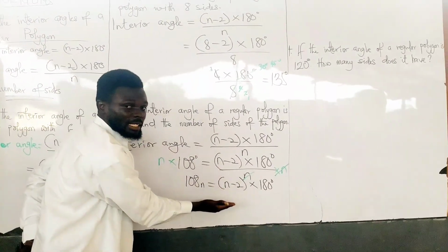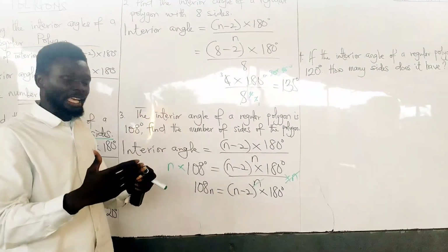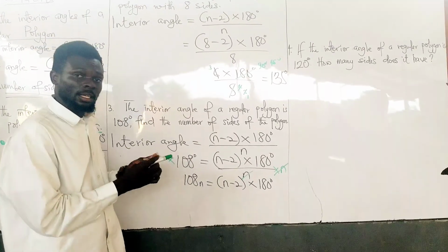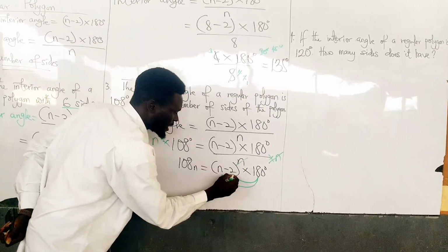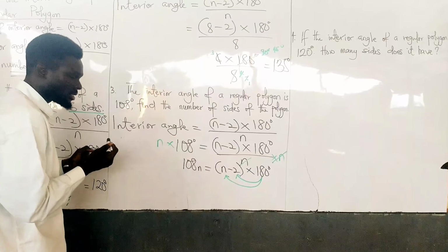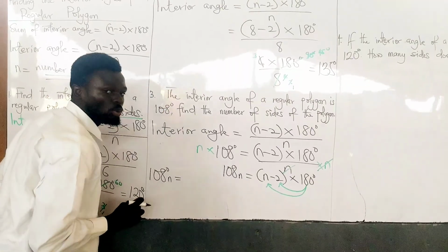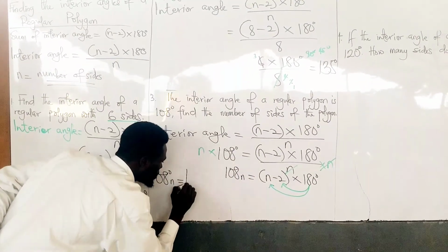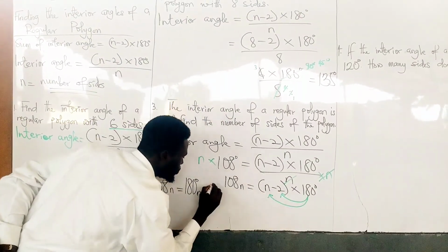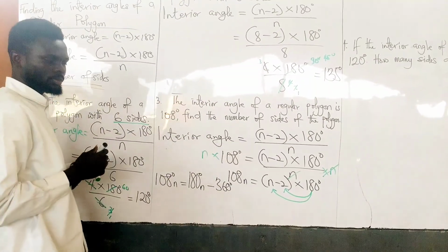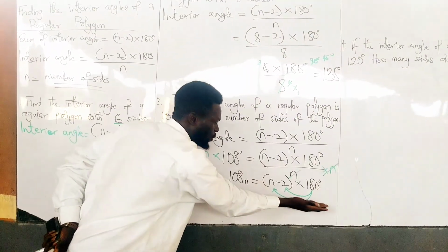We have to clear the bracket. During equations, we were told that anytime you have a bracket, clear the bracket. This means 180 is multiplying this, and the same 180 is multiplying this. So the left-hand side is 108 degrees n is equal to, when this multiplies this, you are going to get 180n minus this multiplying this will give you 360 degrees. We've just cleared the fractional part and we had this.